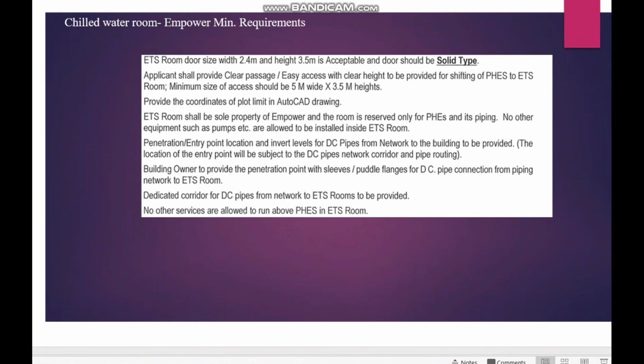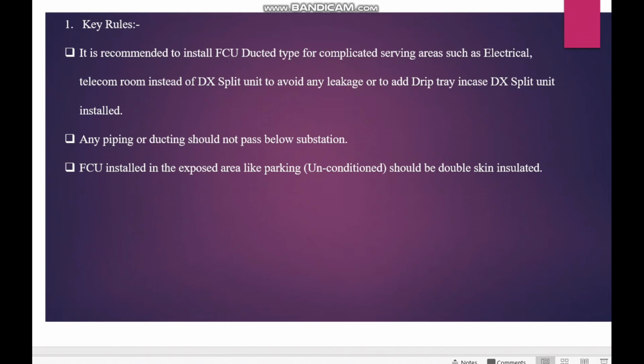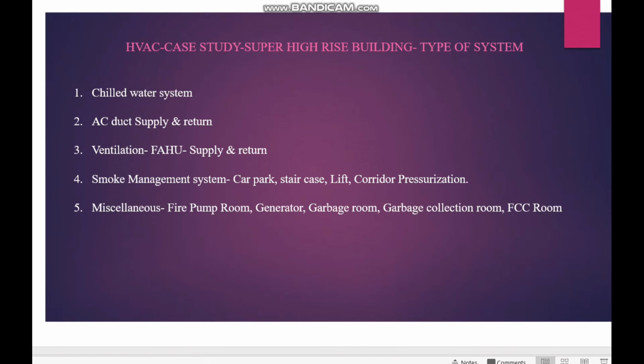In continuation of that, in the next video, I am going to explain each and every rule and regulation of the space allocation, how the designs proceed, and the installation requirements, as part of the case study we are going to discuss.